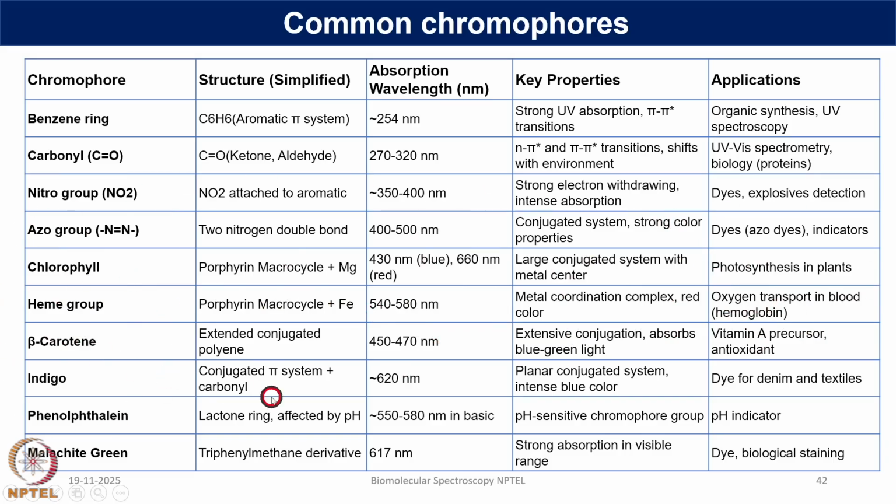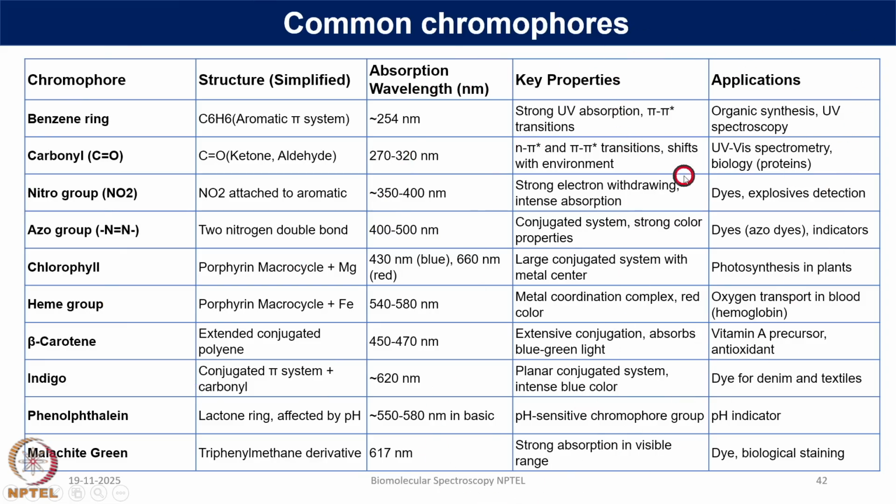Now, beta carotene is an example of a conjugated polyene; its extensive conjugation absorbs blue-green light, and it is a vitamin A precursor and antioxidant. Similarly, indigo is a famous dye, used in the textile and denim industries, at 620 nm. Malachite green, at 617 nm, has strong absorption in the visible range, and it is a dye we use for biological staining. So, these are common chromophores that absorb; this is the typical absorption wavelength, this is the key property, and this is the application.